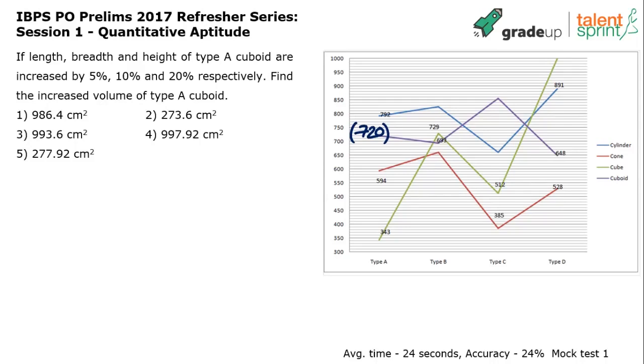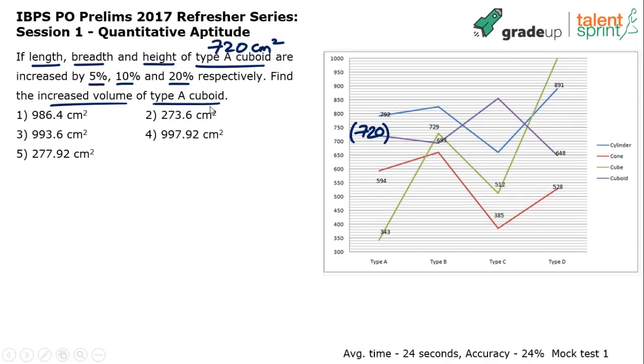So let's take this up now, right? Now here again, let me read the question first. It says, if the length, breadth and height of type A cuboid, we have already seen the volume is 720 centimeter cube, right? Now, if each of the dimensions of this type A cuboid are increased by 5%, 10% and 20% respectively, find the increased volume of the type A cuboid.